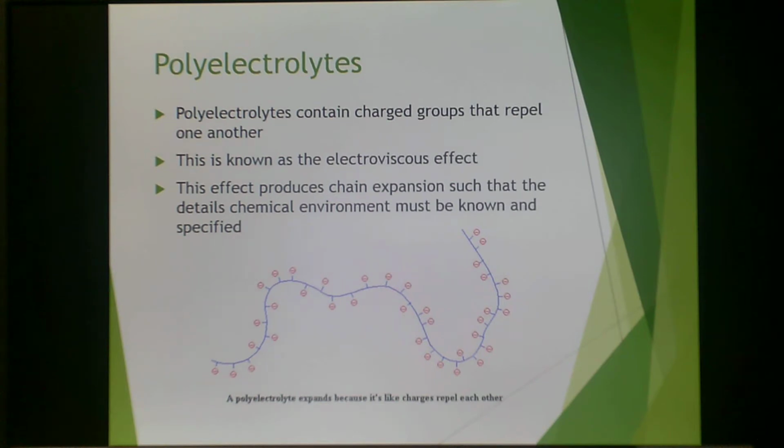In a polyelectrolyte, these contain charged groups along the backbone, so here we have negative charges that repel one another and move away from that ideal molecular coil. And this is known as the electroviscous effect. This effect produces chain expansion such that you have to detail the chemical environment very specifically when you're talking about polyelectrolytes. In other words, the salts that are present in addition to solvent in concentration.